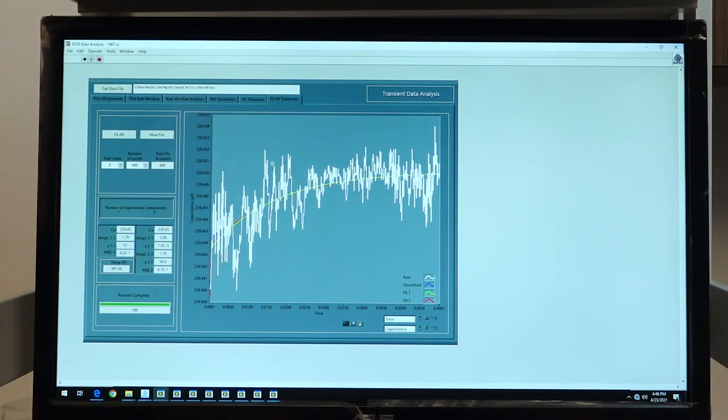With this, we come to the end of the DLTS data analysis, the capacitive DLTS data analysis module, and then we'll move forward to the other modules such as double pulse DLTS, IDLTS, etc.